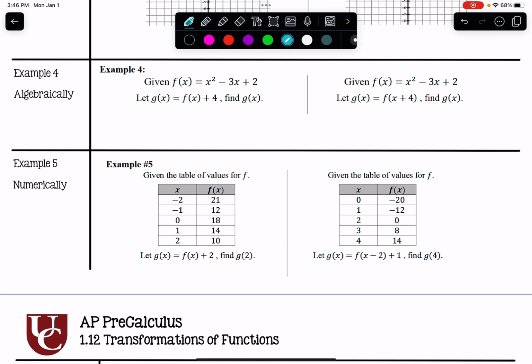So the first one says given f of x is x squared minus 3x plus 2, let g of x be that function plus 4, so find g of x. So guys, this is not rocket science. So g of x would be just f of x, which is x squared minus 3x plus 2, and then add the 4. And so you can combine those to be x squared minus 3x plus 6.